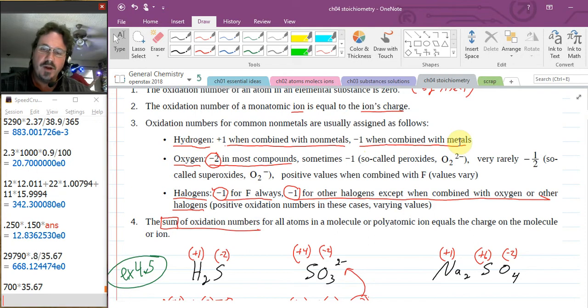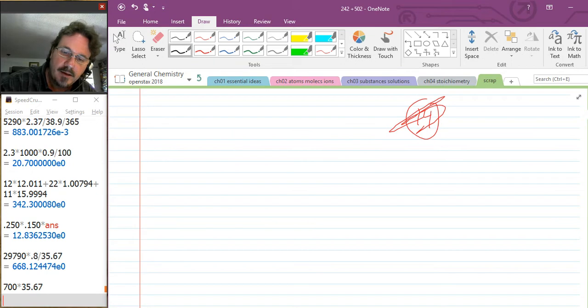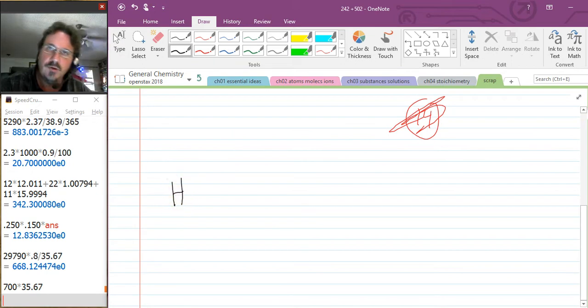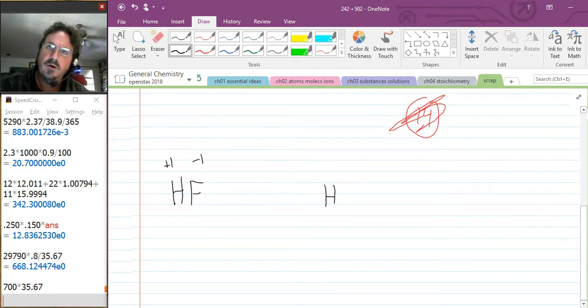Actually, let me show you right now. Let's go to a scrap paper. If I have hydrogen and it's connected to a nonmetal, another nonmetal like fluorine, right? What are the oxidation numbers? Well, I recognize fluorine, they like to be -1. Hydrogen would have to be a +1, wouldn't it, in order for that to balance out. That's all they're talking about. If you have hydrogen and it's bound to a nonmetal, then it's almost always a +1. Hydrogen can also bind to a metal as well, though. So you could have something like HNa.